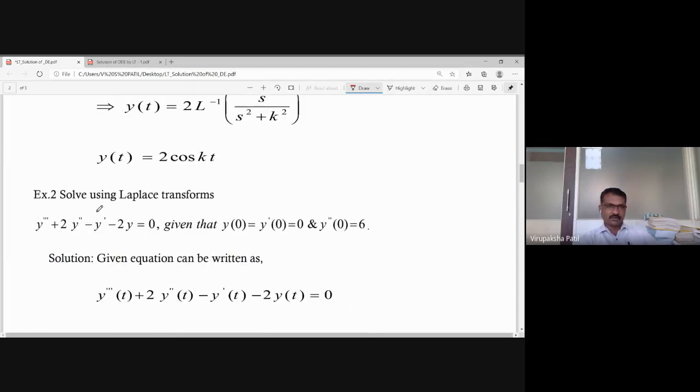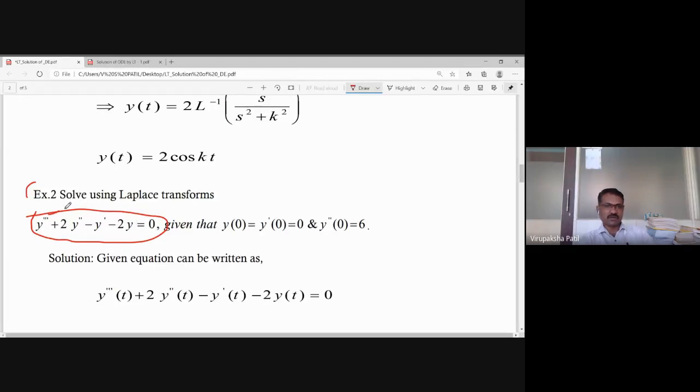Next, we will take one more important example, which has been asked 2 to 3 times in your examination. Please keep in mind. So what they are saying: solve using Laplace transforms, or solve the IVP. Simply they may give this much also, or they may give d cube y divided by dt cube plus 2 times d square y by dt square minus dy by dt minus 2y is equal to 0. Or directly they may give this one, that is, solve the IVP: y triple dash plus 2 times y double dash minus y dash minus 2 into y is equal to 0.